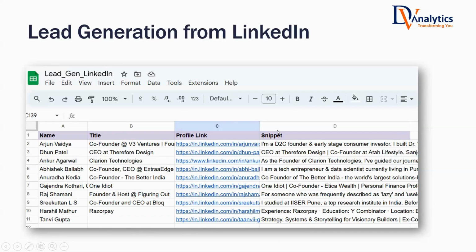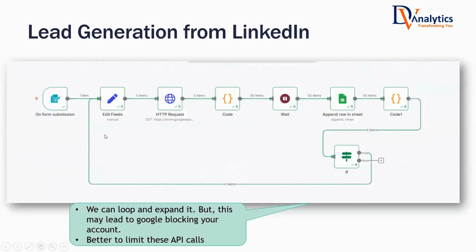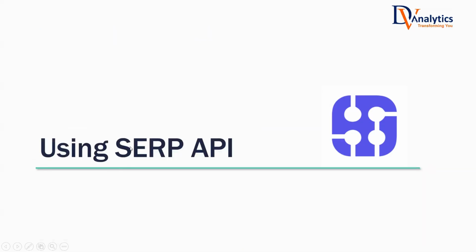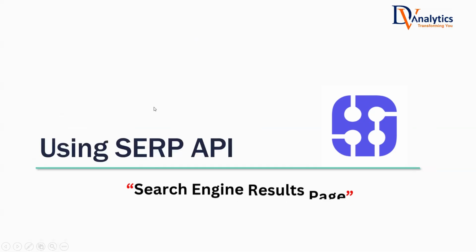Method two. In fact, if you repeat it multiple times, if you run it in a loop, you can get multiple results as well, but I do not suggest this. Now you can use another API called SERP API, Search Engine Results Page, SERP API. Google searching can be done by using SERP API also.